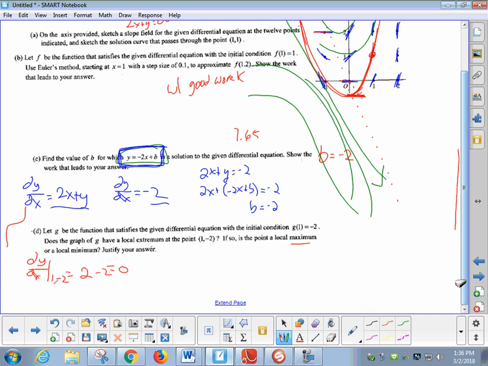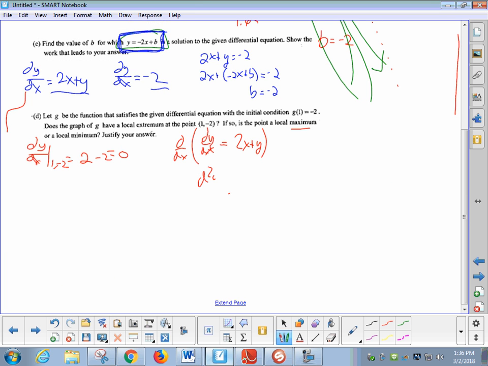You do a second derivative. So if I take the derivative of the derivative, what was it, 2x plus y, differentiate with respect to x, then the left side is the second derivative, obviously, and the right side is 2 plus dy/dx. Remember, you're differentiating with respect to x, so the derivative of y is dy/dx. That is equivalent to 2 plus 2x plus y.